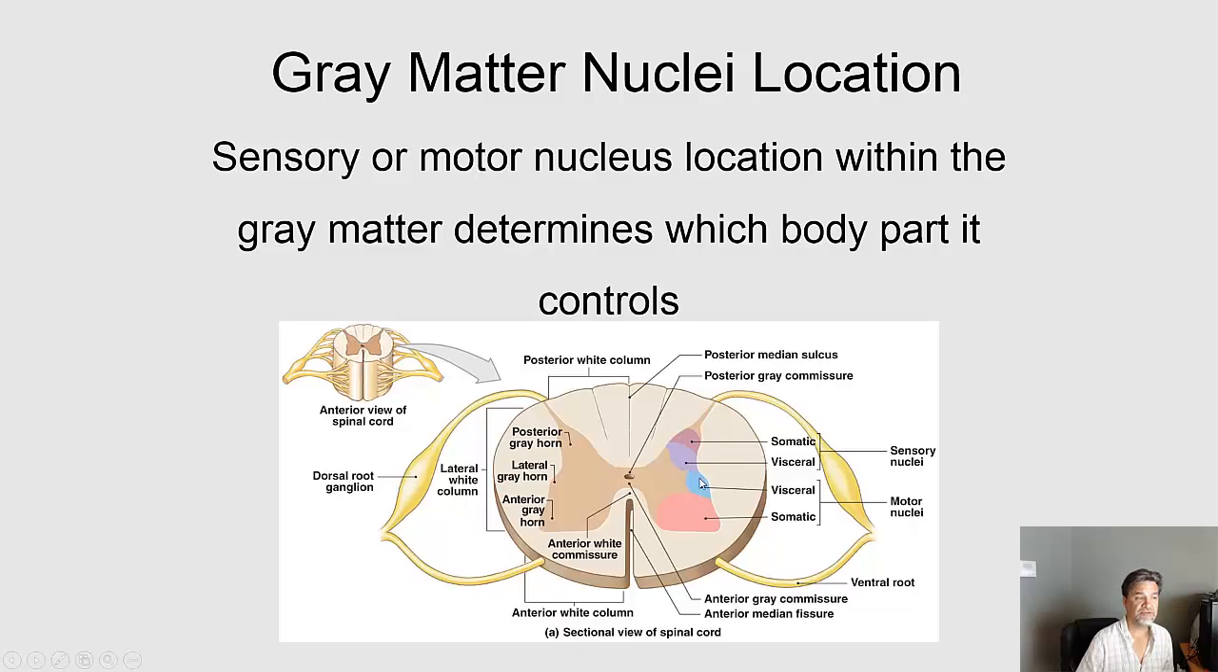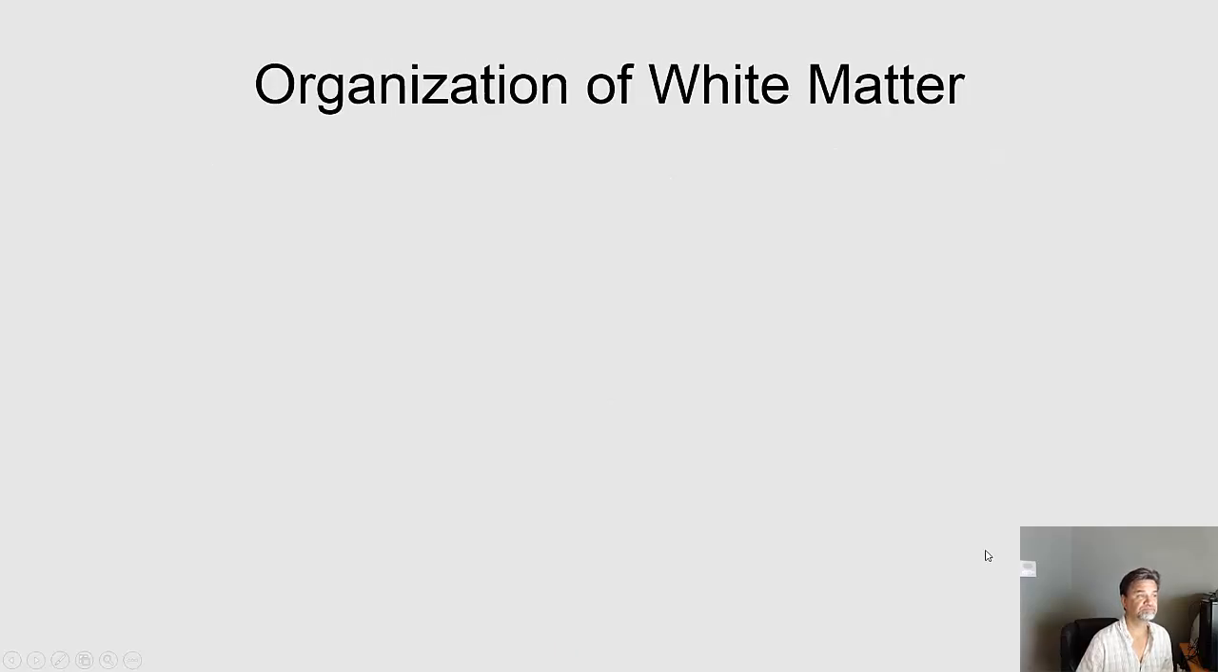For motor nuclei, this lateral gray horn is going to handle visceral motor outputs via the sympathetic outflow, and then the somatic to the skeletal muscles. Primarily, we're going to have the cell bodies that will convey that information out the visceral route. How is the white matter organized?